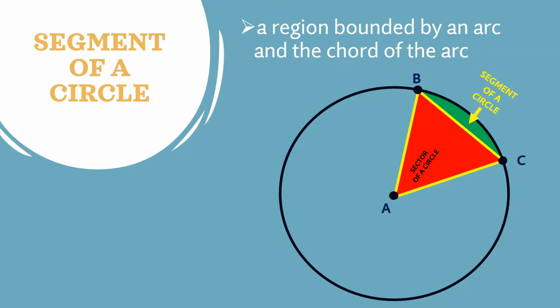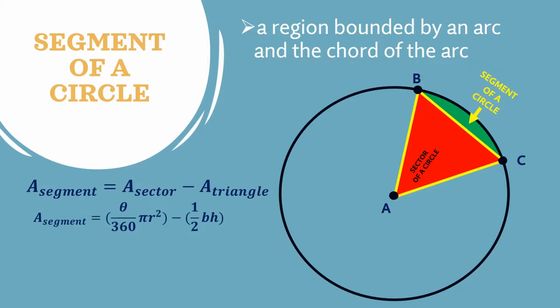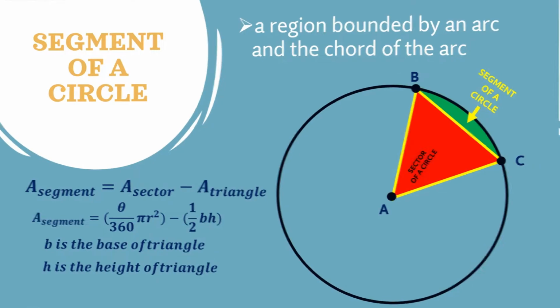If we're going to look for the area of this portion of the circle, we're going to have the area of the sector, then we're going to remove the triangular portion on our figure. Therefore, our formula for the area of segment is equal to the area of sector minus the area of triangle. We can also write the area of segment as theta over 360 pi r squared, which is the formula for the area of sector, minus 1/2 BH, which is the formula for the triangle. On the formula of triangle, B is the base of the triangle and H is the height of the triangle.